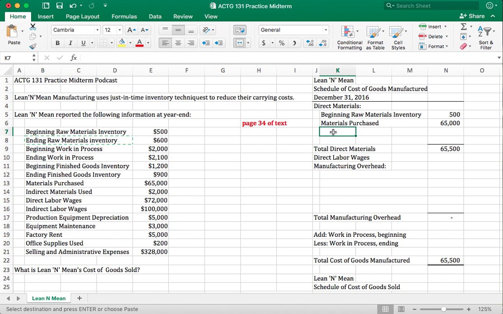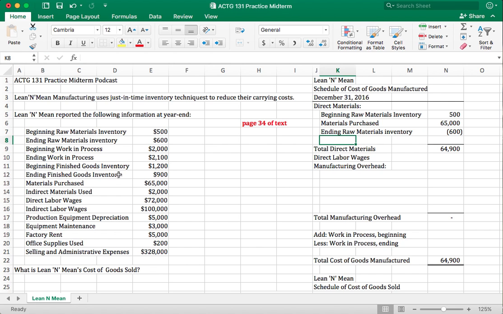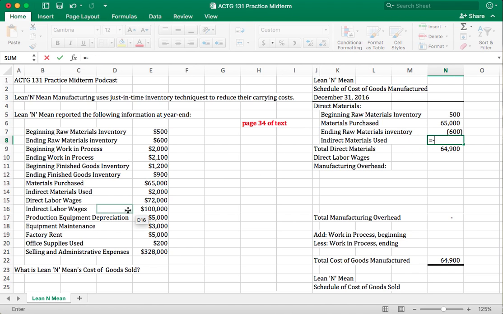Now the next piece is we're going to reduce direct materials by the ending raw materials. So let's pop that in here, and I'm going to put in a minus sign. The other thing we need to do is indirect materials is included in materials purchased. So we need to take that out because it really belongs in manufacturing overhead. And again, we're going to reduce it by this dollar amount.